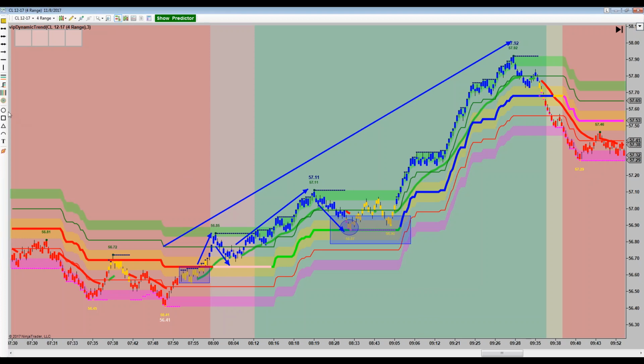It's not like a VWAP. No, it's our own proprietary indicator, the bands and the midband.